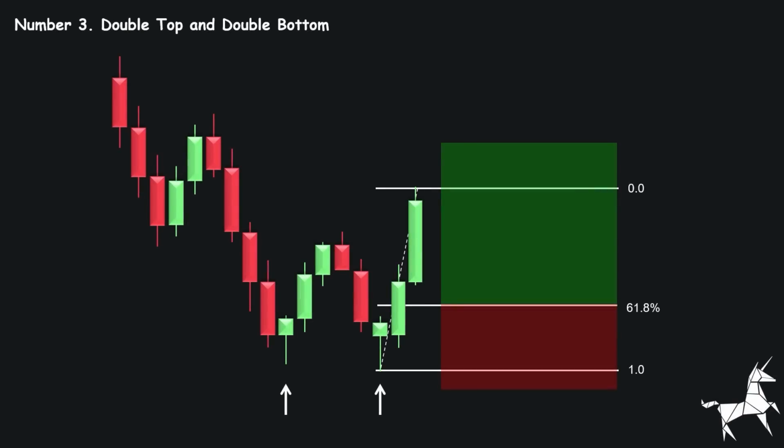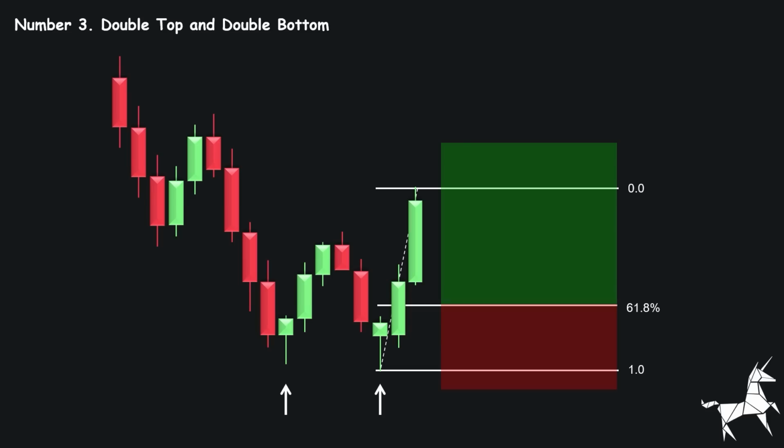If the price rejects a level twice and completes the pattern by breaking below the neckline, we can use the Fibonacci retracement tool and place sell limit orders at the 61.8% retracement level. Our stop loss will be set below the swing low, and we will target the next level of market structure.